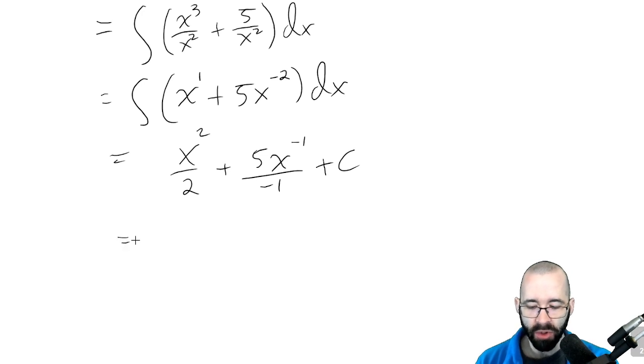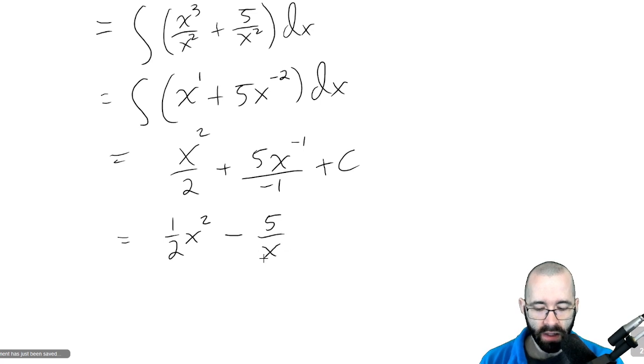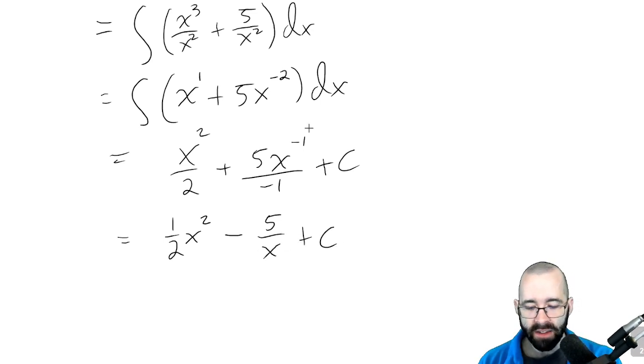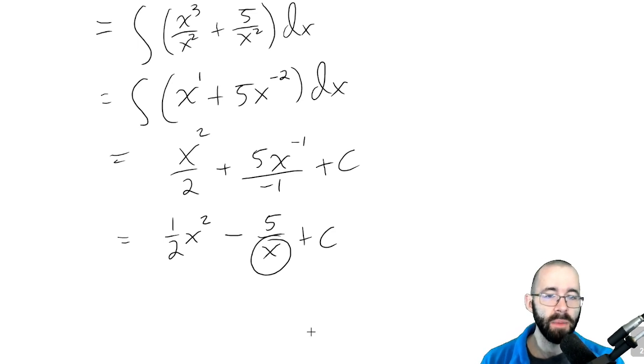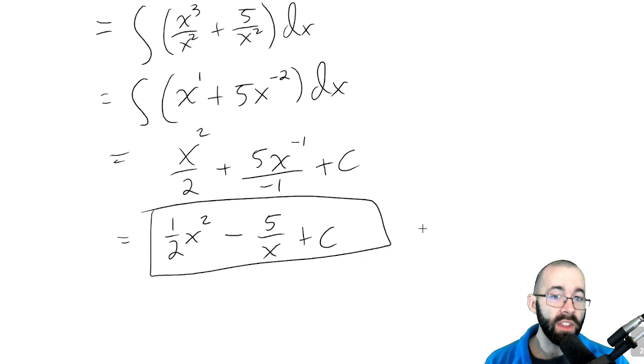We'll simplify this a little bit. Dividing by 2 is the same as multiplying by a half. Dividing by -1 is the same as multiplying by -1. And then x to the negative first power brings it to the denominator. And we get this as our antiderivative.